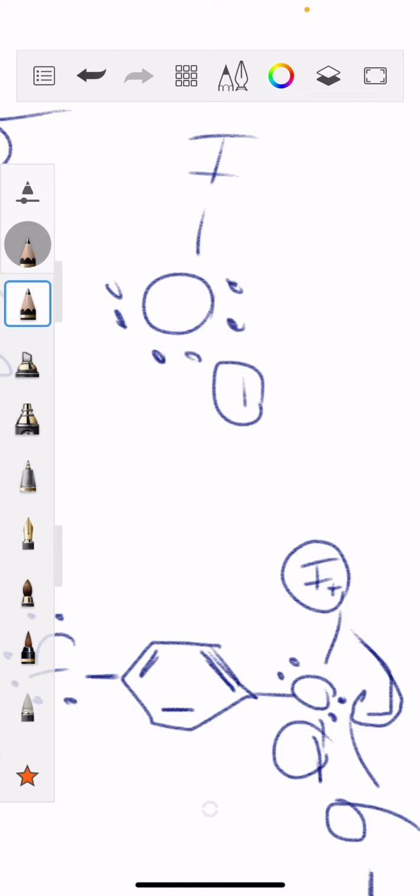So what do we know about plus charges? They're going to go towards a negative charge. They're going to want to attract to each other. So this on the left right here, this hydroxide ion, it's going to want to bond with this proton.